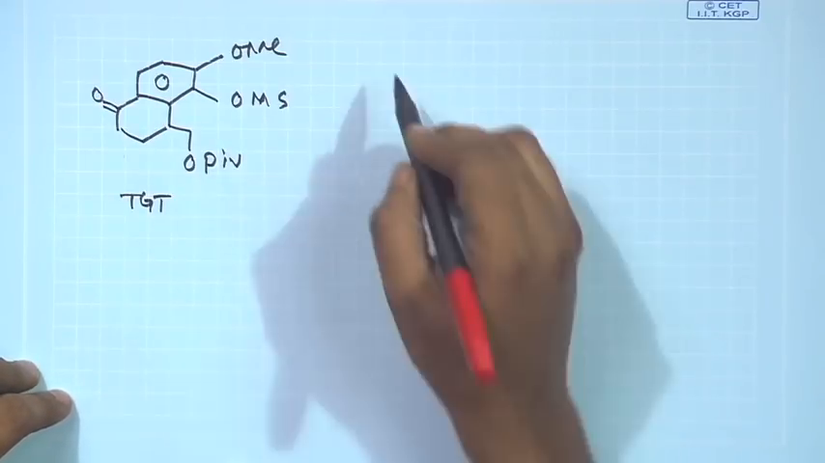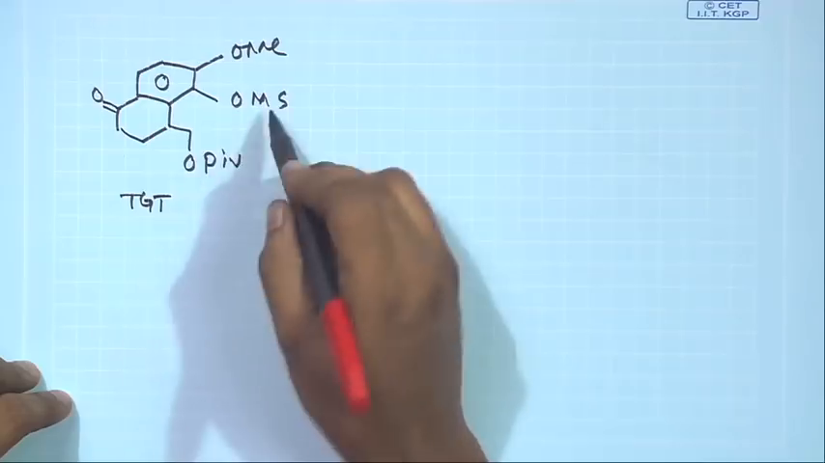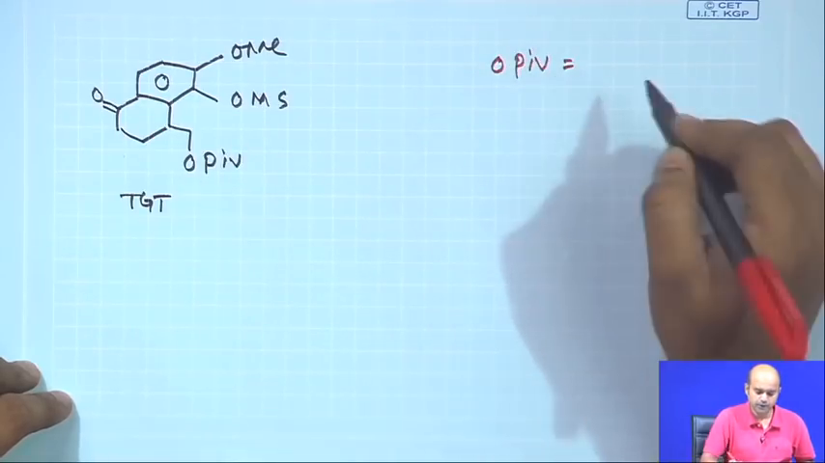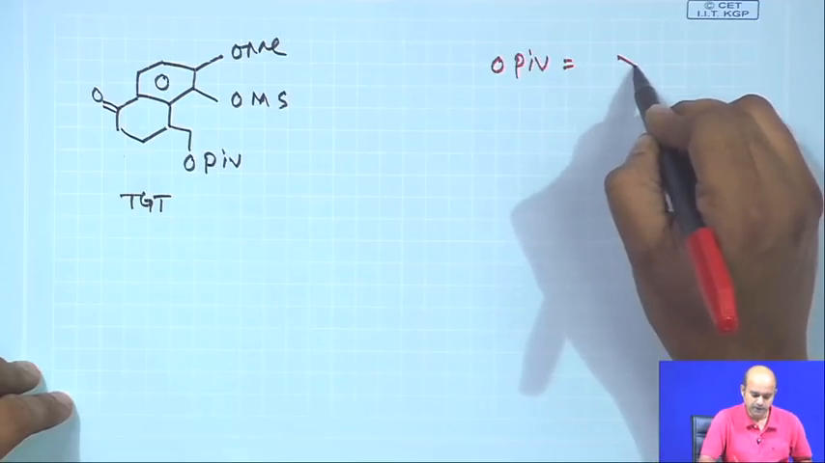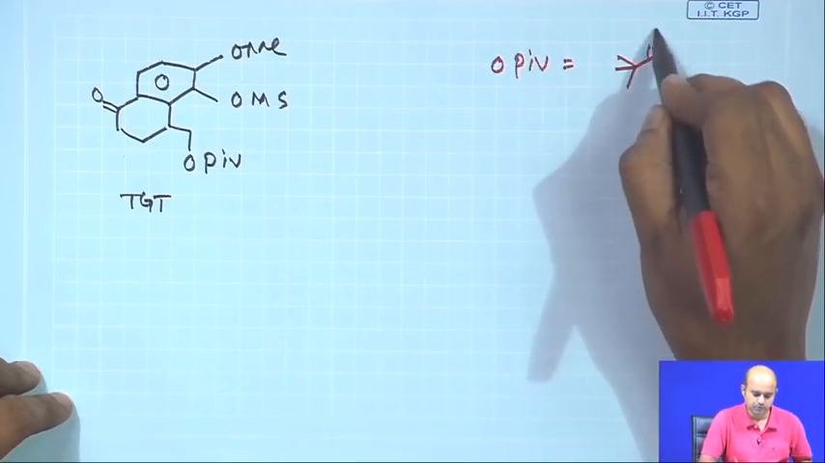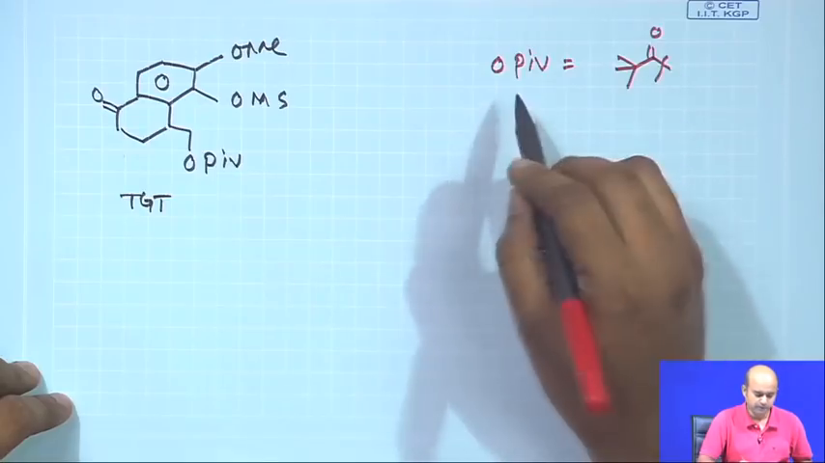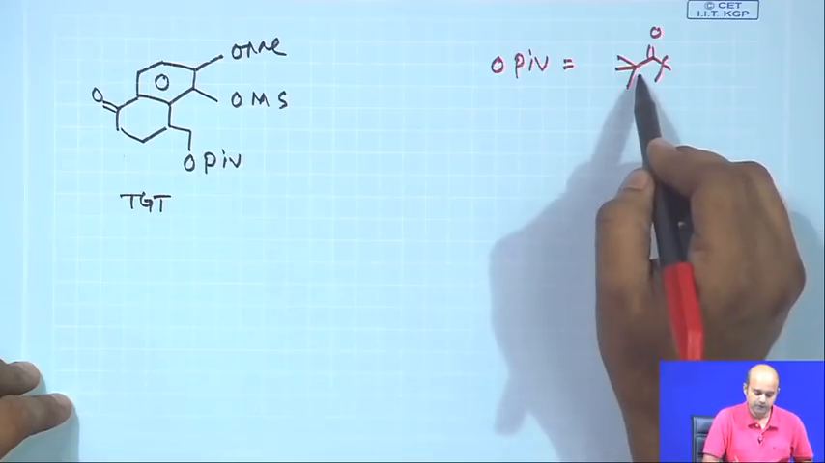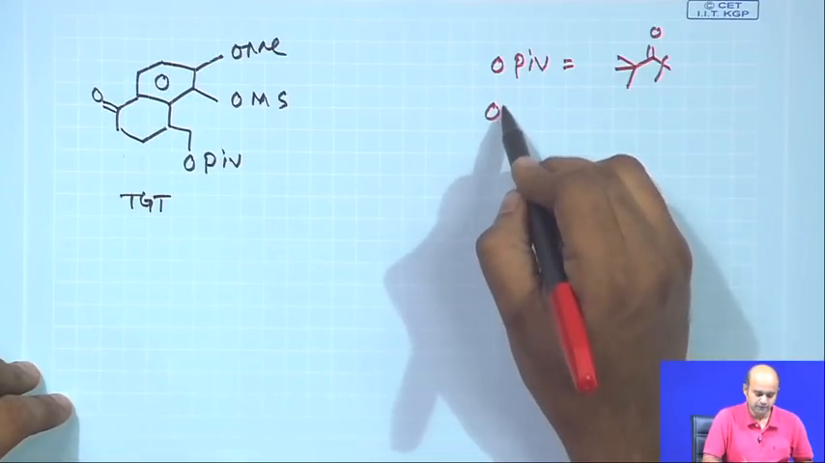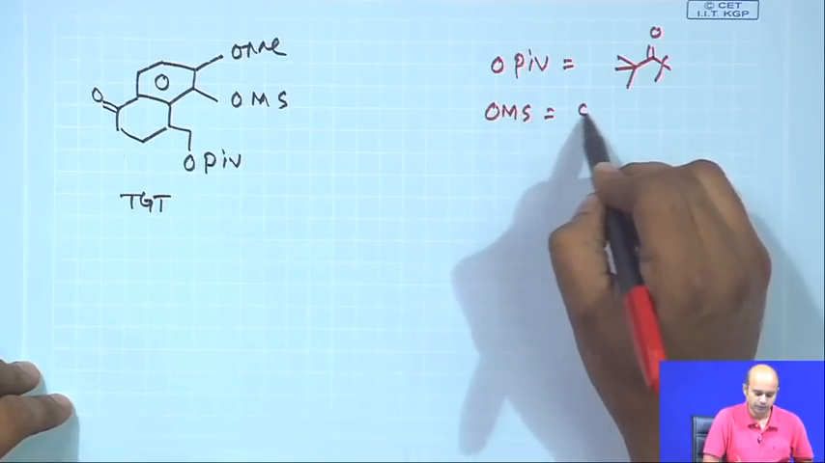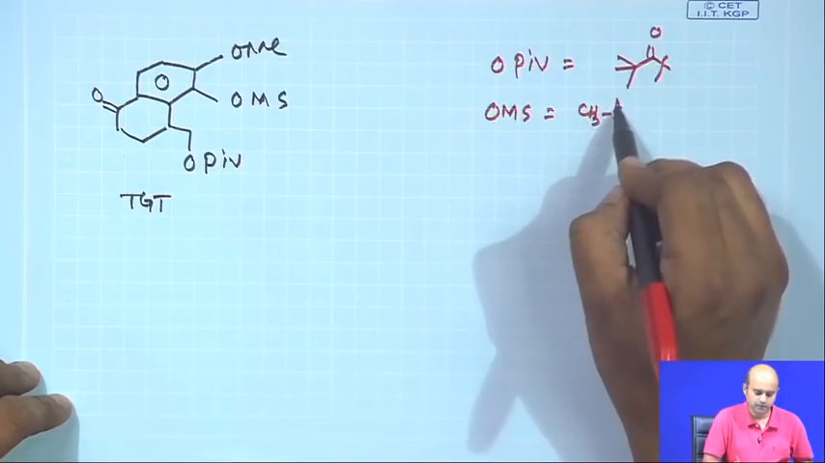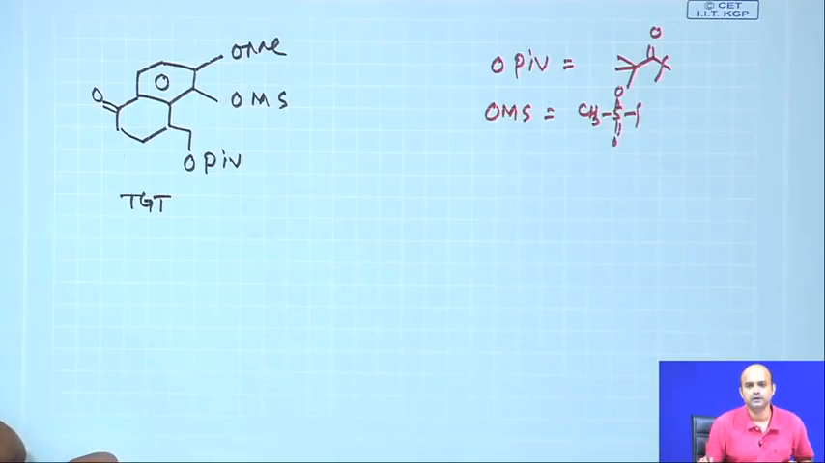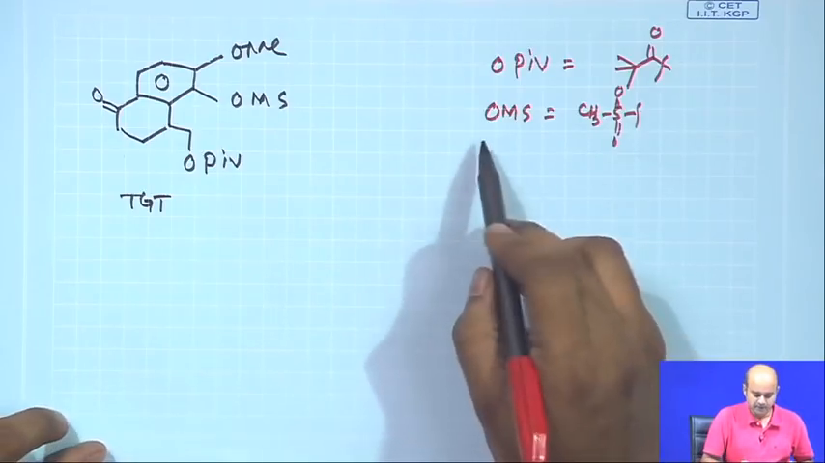In this target molecule, a couple of functional groups are probably not known to you, except pivaloyl. You know pivaloyl? Pivaloyl is a protecting group. Pivaloyl stands for this group, an alcohol protecting group, an ester, O, C=O, this tertiary butyl. OMs, probably all of you know, is a methanesulfonyl group. This was used as an alcohol protecting group, a methanesulfonyl ester.